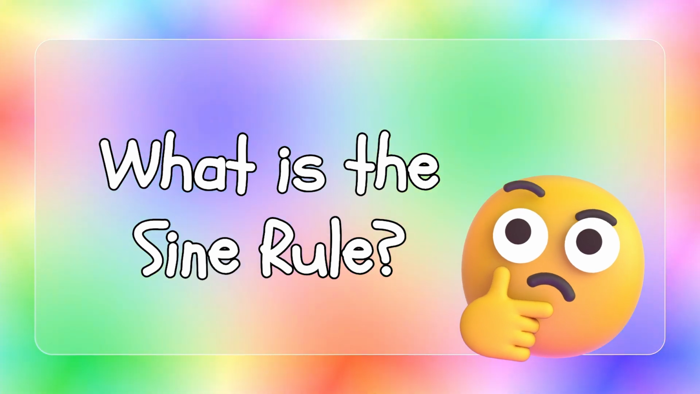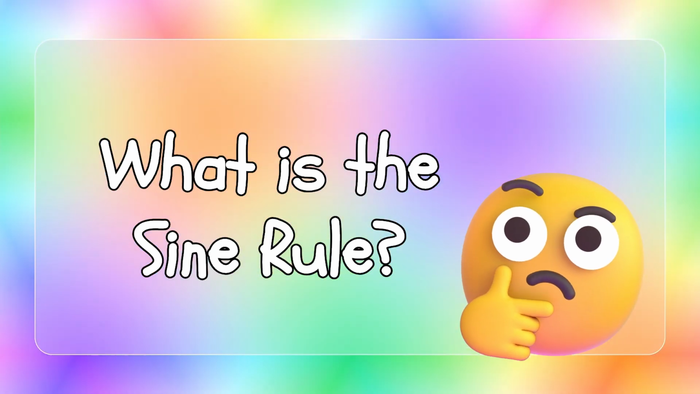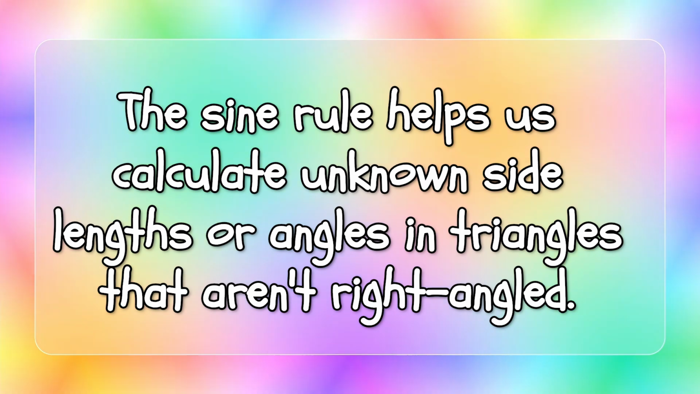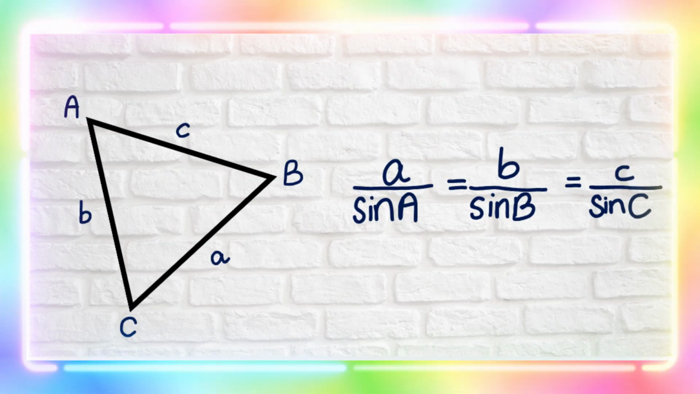Before we go on to the calculating parts, let's first see what the sine rule is. The sine rule helps us calculate unknown side lengths or angles in triangles that aren't right-angled. I'm showing you the sine rule here.